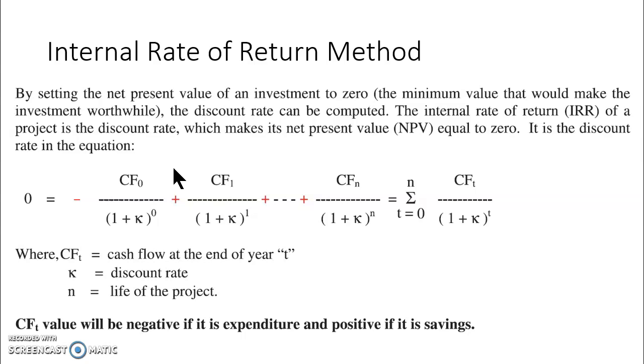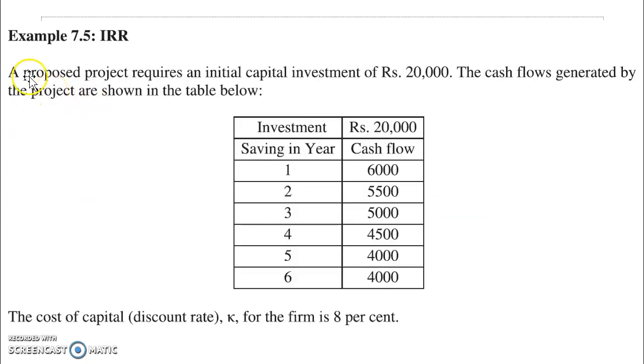So we will explain it with a problem. Here you can see the project requires an initial capital investment of 20,000, and the cash flows in each year are mentioned in this particular table. Now the discount rate is 8%. You are asked to find the internal rate of return. Obviously there is no need of giving the discount rate, because you are trying to calculate the value of your discount rate.